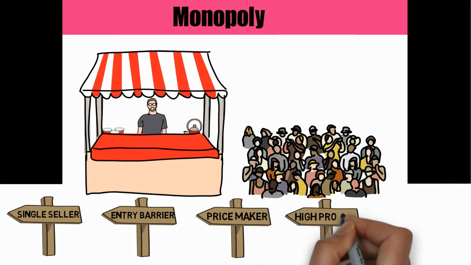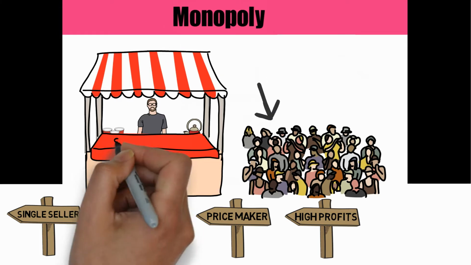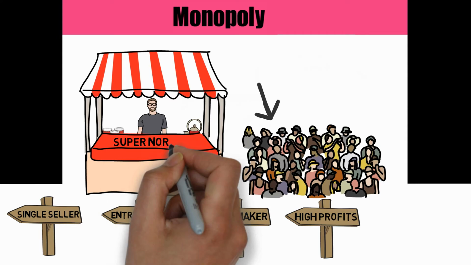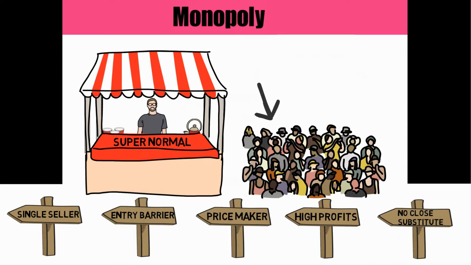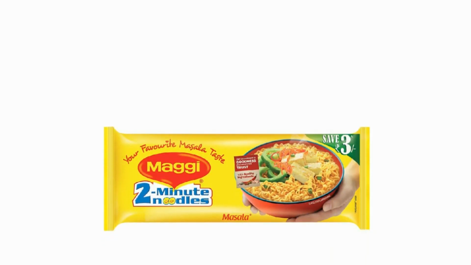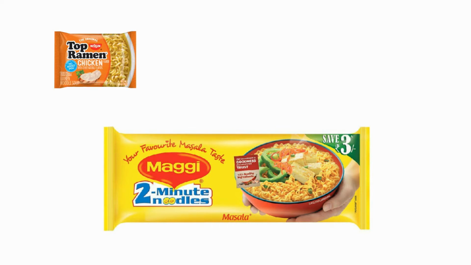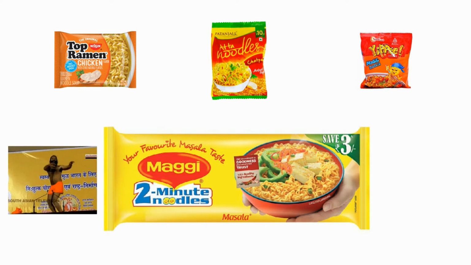Higher profits. As the monopolist manipulates the entire market and decides the price on his terms, he gets to earn supernormal profits. No close substitute. We all know that Nestle produces Maggi. However, we cannot say that Nestle has monopoly in the noodle industry. This is because close substitutes like Top Ramen, Yippee compete with Maggi. And yeah, do not forget Patanjali.